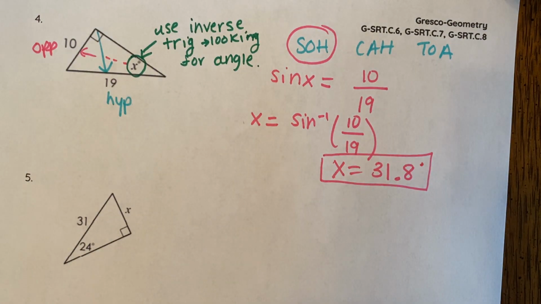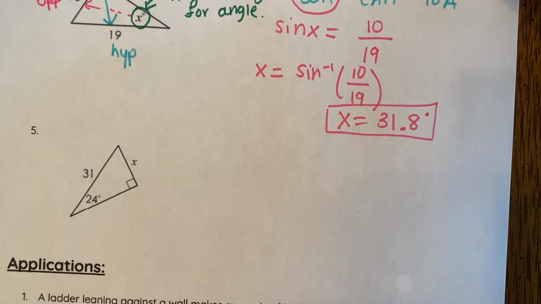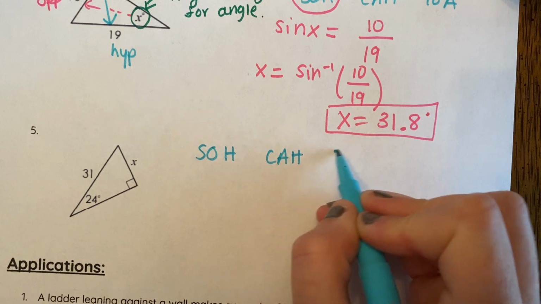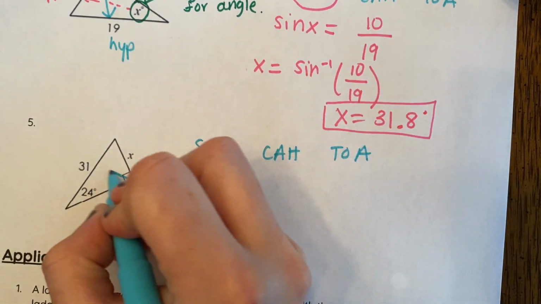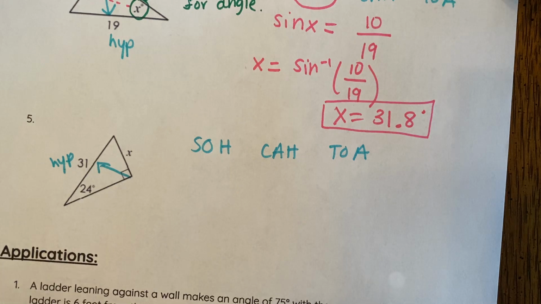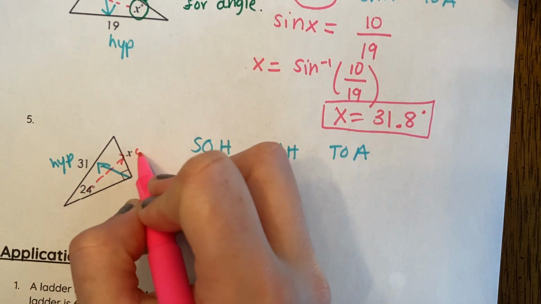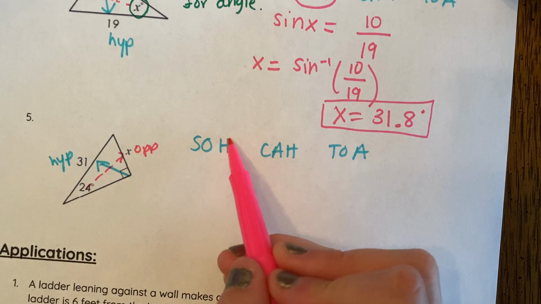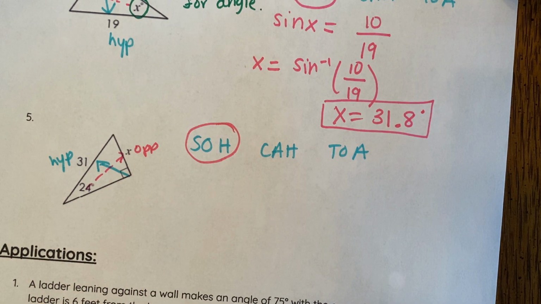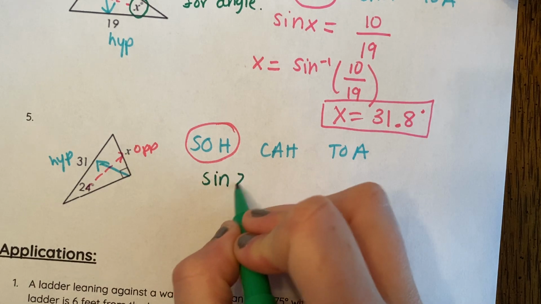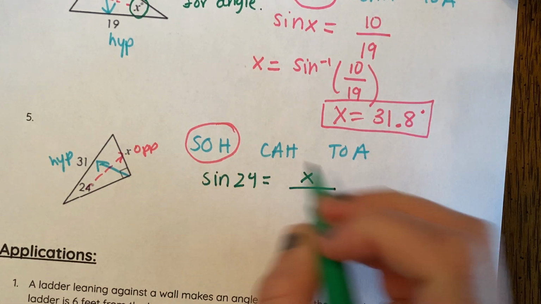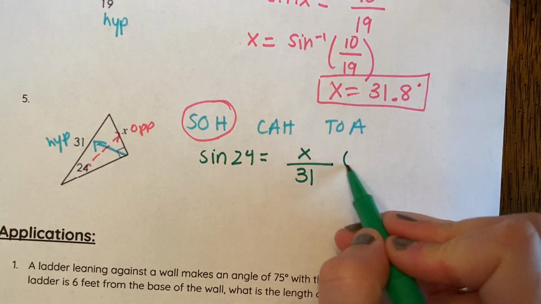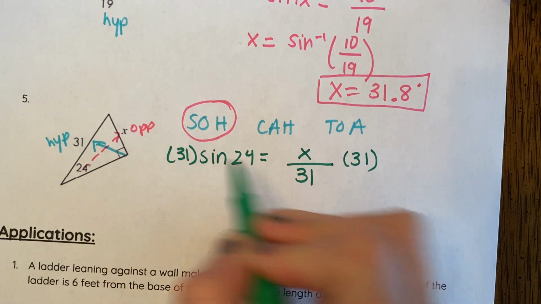All right, let's look at this last one. So we're looking for a side in number 5, so we're just going to use regular trig functions. We don't need an inverse. So we have the hypotenuse, and we have the side opposite the 24-degree angle. So opposite and the hypotenuse is just sine. So we're going to do the sine of 24 is equal to the opposite, which is x, over the hypotenuse, which is 31. So we're going to multiply 31 to both sides.